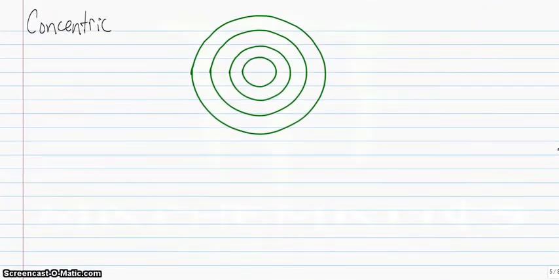Concentric circles. Concentric circles would be like the examples that we have here. Concentric circles are coplanar, and they also have the same center. Again, they have to be coplanar. If they're not coplanar, it doesn't meet our definition for concentric.